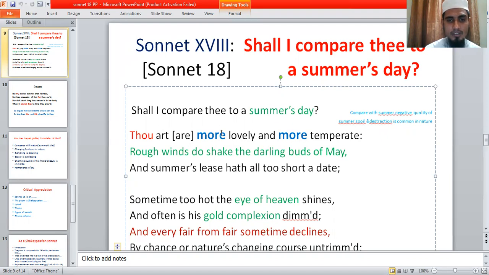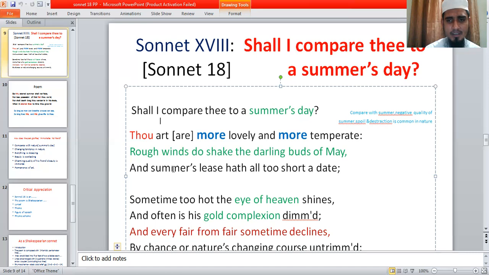So in the first two lines we find that the poet uses a comparison between the natural object and the charming quality of his friend. And then he says, "Rough winds do shake the darling buds of May, and summer's lease hath all too short a date." You know that there are rough winds in summer. They shake the darling buds of May, in the time of spring, the beautiful buds and small flowers, shaken by the rough winds.